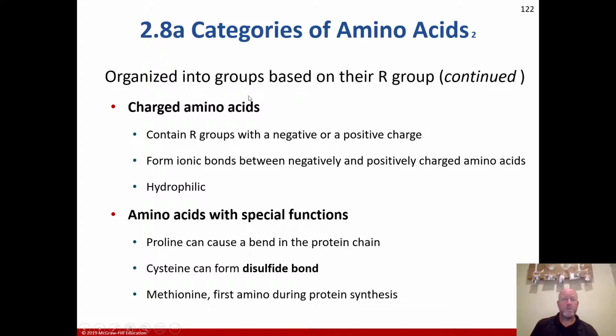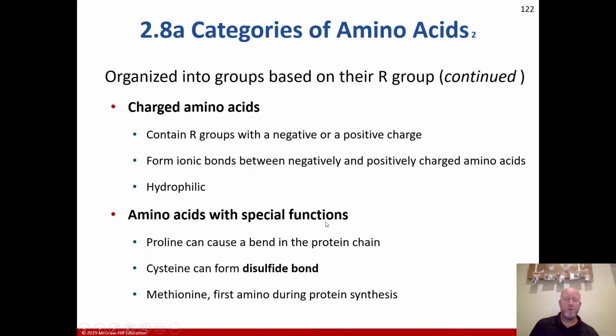The categories of amino acids are organized into groups based on their R group, one of those 20 amino acids. There are charged amino acids, which contain R groups with a negative or positive charge. They form ionic bonds between negatively and positively charged amino acids, and they're hydrophilic. They love water.